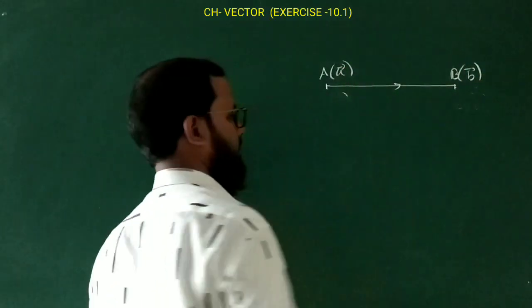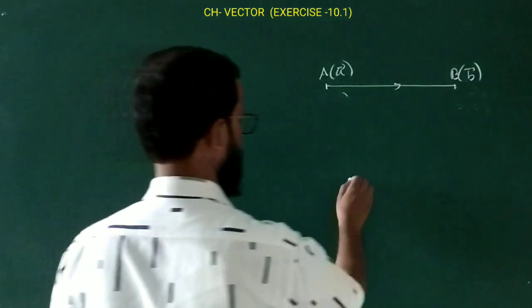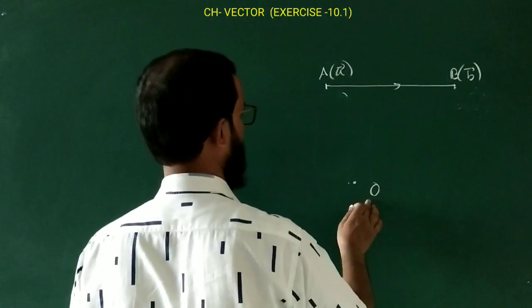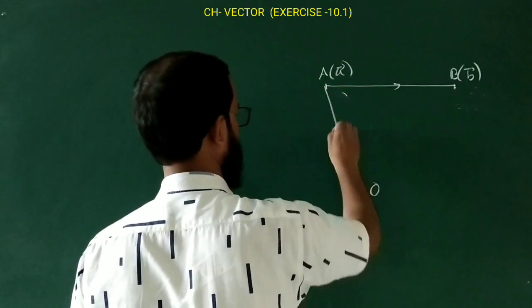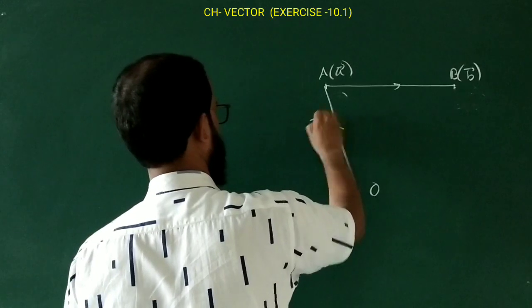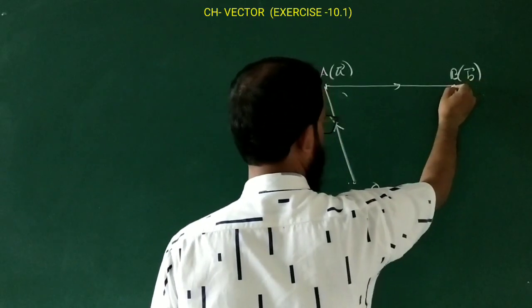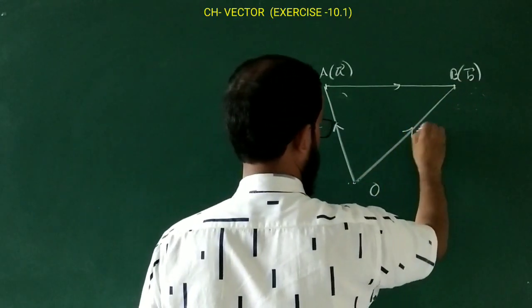When we talk about position vector, it will be with respect to the origin. So suppose this is the origin, okay. With respect to origin, position vector of A is a vector, so you can join it, and this is your a vector. Okay, and position vector of B with respect to origin is b vector, so you join it. Okay, this is your b vector.